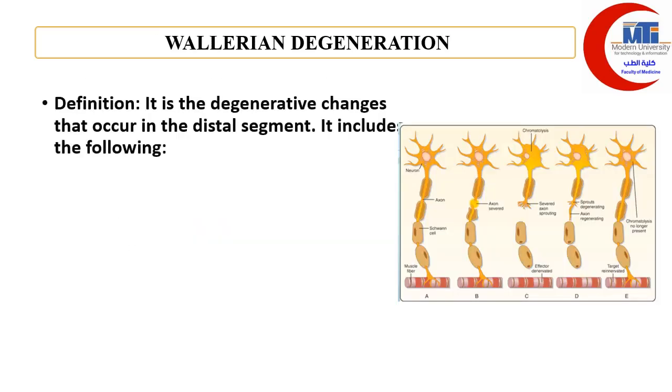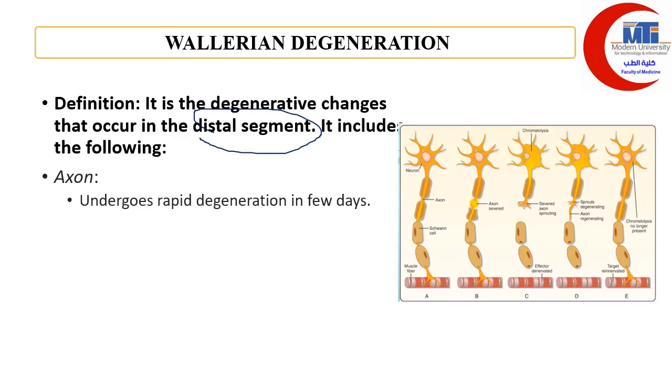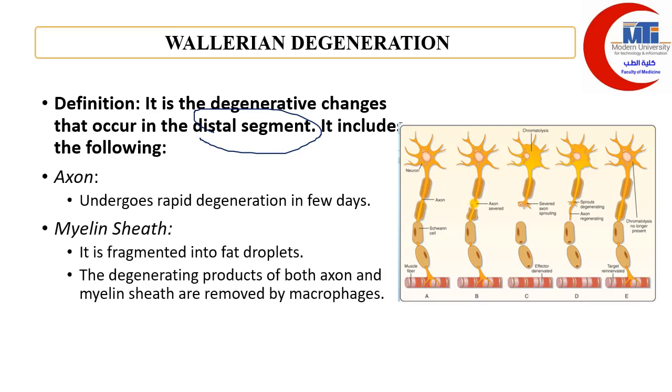What is meant by Wallerian degeneration? It is the changes that occur in the distal segment. These include what? The axon undergoes rapid degeneration within a few days. The myelin sheath is also fragmented into what? Into fat droplets. So the degeneration occurs in the axon and the myelin sheath.